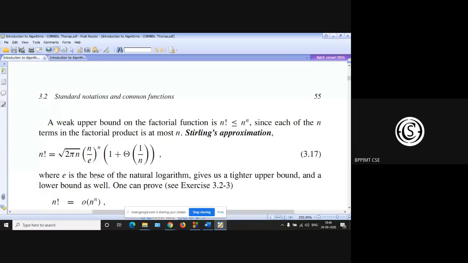So n factorial is order of n to the power n, right? If you write n factorial as 1, 2, 3 up to n, it is less than or equal to n times n up to the nth term n. So n factorial is less than or equal to n to the power n. And if you take the log on both sides, then we get log n factorial is n log n minus n.